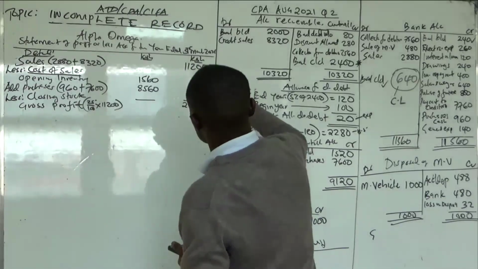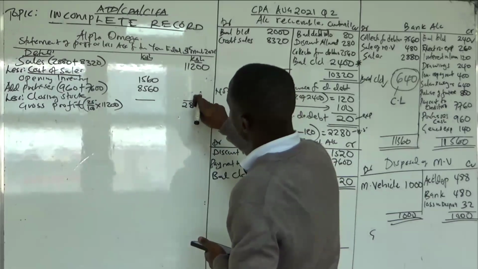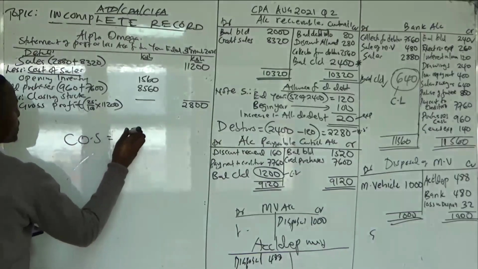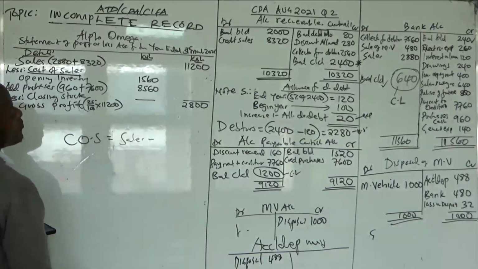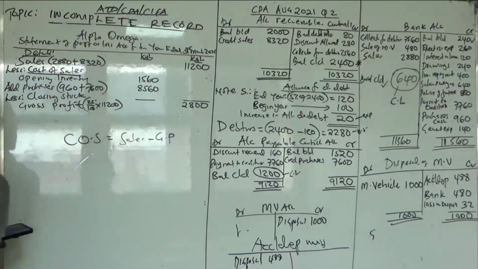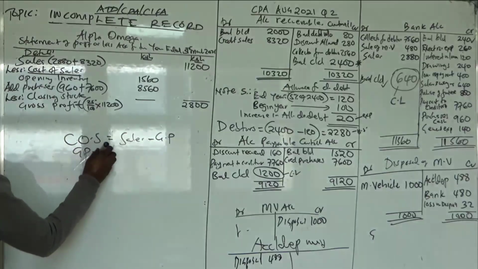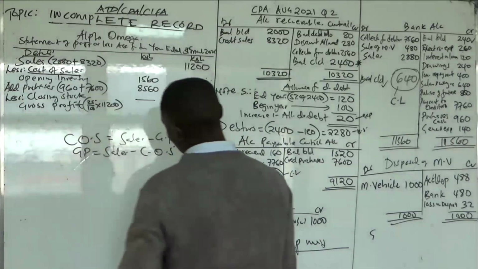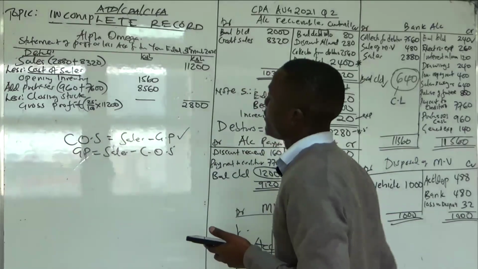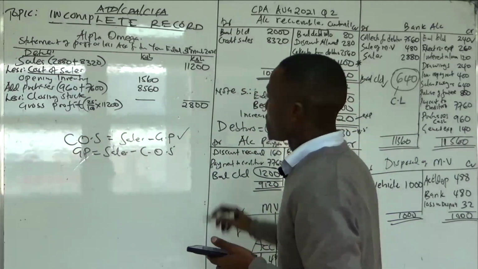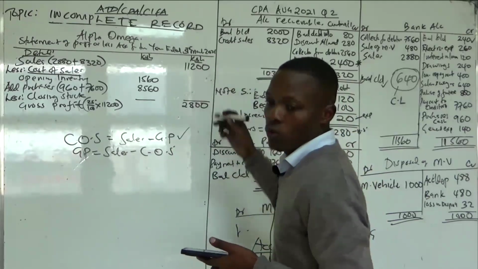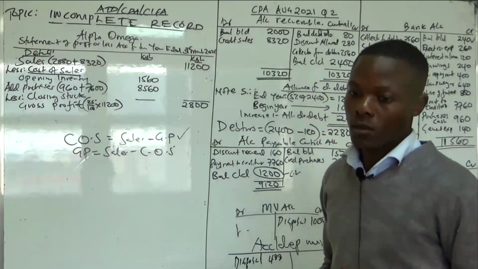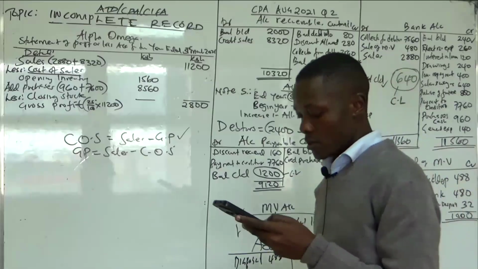Haya. Hapa huwa tunaweka nini? Cost of sale. To get cost of sale. Cost of sale is always sales minus gross profit. Ama gross profit inakuanga sales minus cost of sale. Tunatumia formula number 1. So what is this one minus this? 8,400.